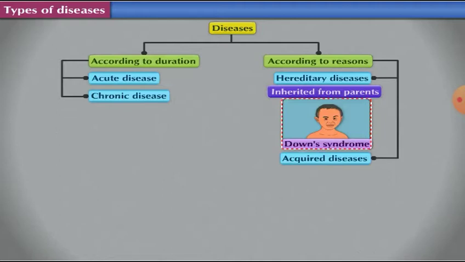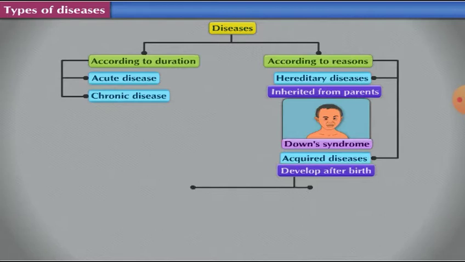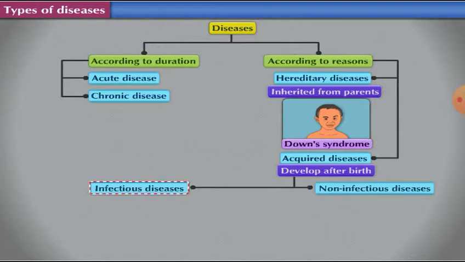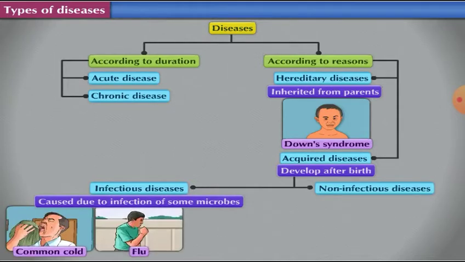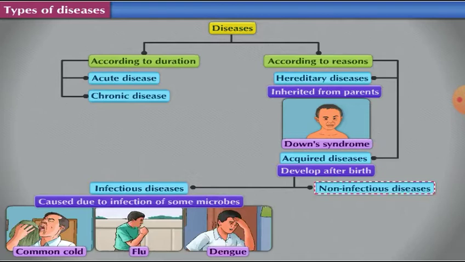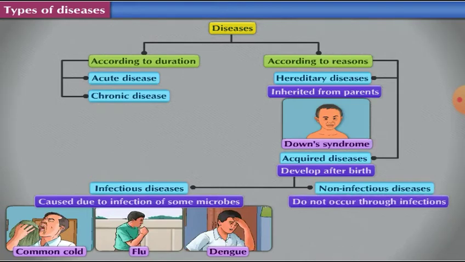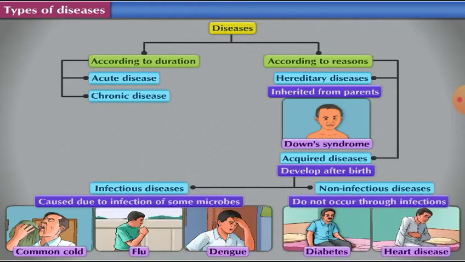On the other hand, diseases which develop after birth are called acquired diseases. Acquired diseases are of two types: infectious diseases and non-infectious diseases. Infectious diseases are diseases that are caused due to infection of some microbes, like common cold, flu, and dengue. And non-infectious diseases are diseases that do not occur through infections, like diabetes and heart diseases.